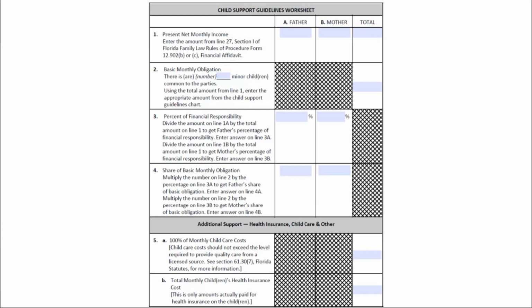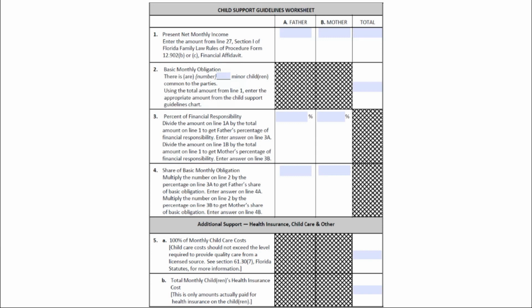In subsection 4, you will now be able to determine the monthly obligation for each party. In order to determine the father's share of the basic monthly obligation, you must multiply the number on line 2 by the percentage on line 3A. You must then enter this number in line 4A. Make sure that if you are multiplying one number by the other as a percentage, you should ensure that the percentage number is a decimal in order to get an accurate amount.